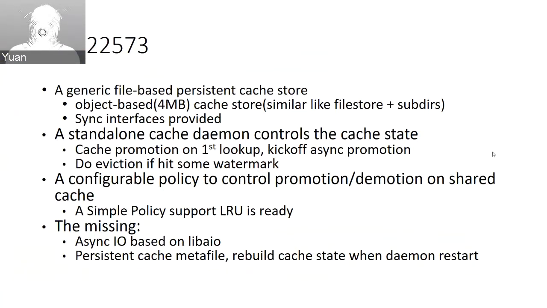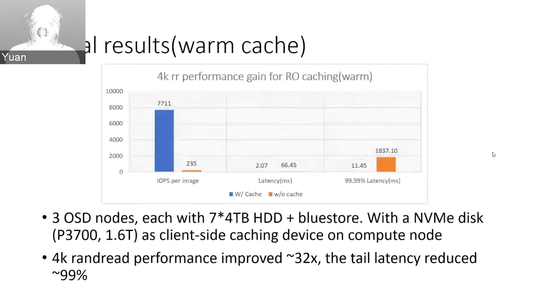Okay, so I'm going to show some initial results here. This is a warm cache test case. The setup is 3 OSD nodes, each with 7 HDDs with BlueStore, DB and WAL co-located on the same HDD. And then on the compute node, we have an NVMe disk as the client-side caching. It is actually a P3700 SSD.